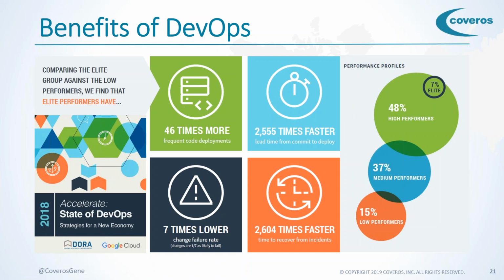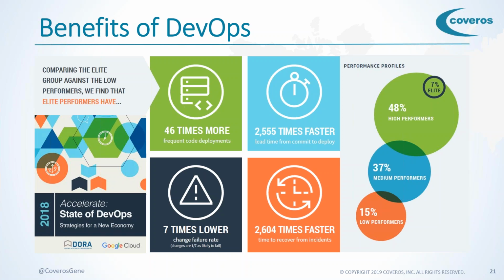And some of the things they found, and it's been fairly consistent year after year in the types of results they found, is that the elite performers, the top 7% of organizations, the ones right at the top of their game, they deploy code 46 times more often than low performers. The lead time, the time it takes to get from an idea to delivered, the aha to the ka-ching, is 2,500 times faster. From I've committed my code to I've deployed, that code is deployed in production, right? And those are both delivery and speed, throughput benefits of DevOps.